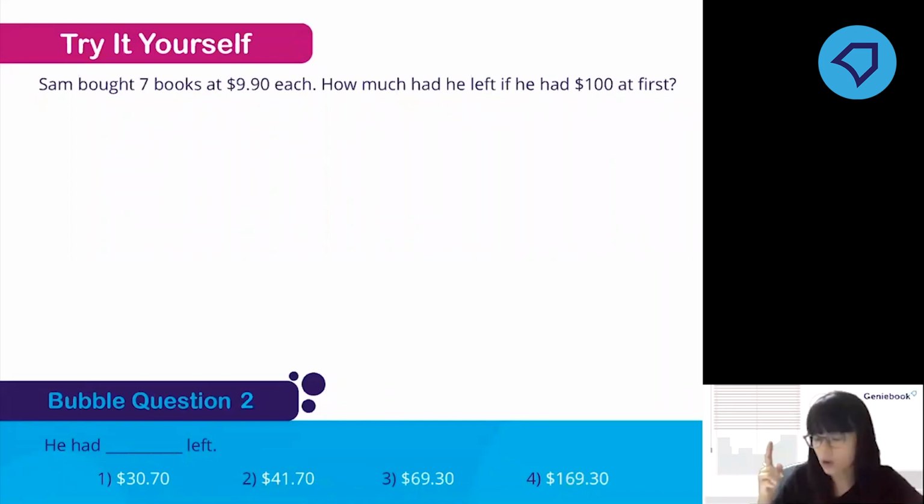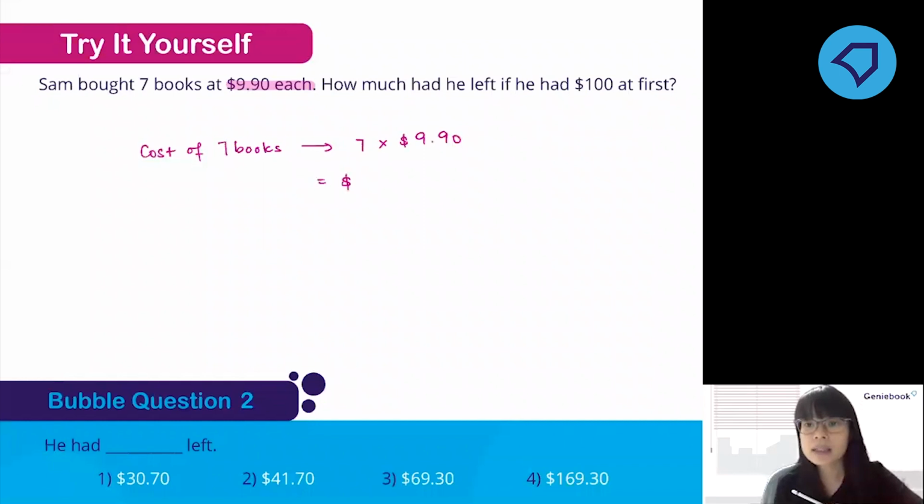We are going to find the cost of 7 books first, okay? Cost of 7 books. Now, remember, one book costs $9.90. So 7 books would be 7 times $9.90. And how much would that be, guys? You have already solved for this one, right? Can you tell me what is 7 times $9.90? It is $69.30. Yes, that's the cost of 7 books, right?